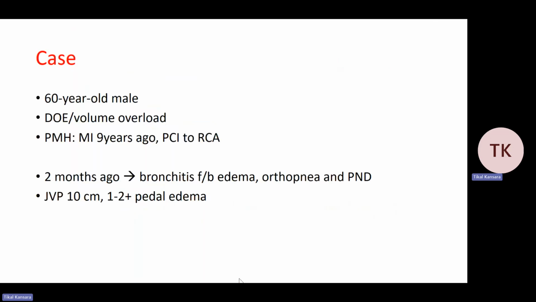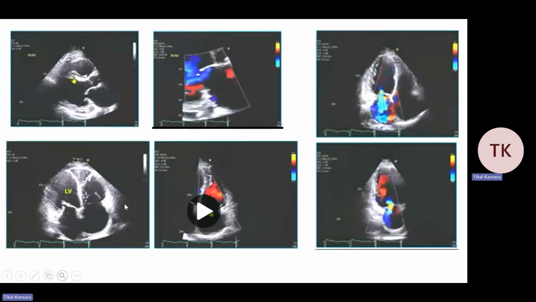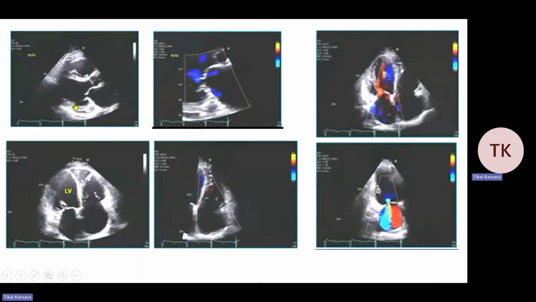So next question, a 60-year-old male, dyspnea on exertion, volume overload, past medical history of MI 9 years ago, PCI to RCA, and he has 2 months of bronchitis. He says, oh, I'm having bronchitis. My primary care is treating with prednisone and all these things. He has edema, orthopnea, PND, JVP is up, and these are his echo. Can someone tell me what is the diagnosis of this patient?